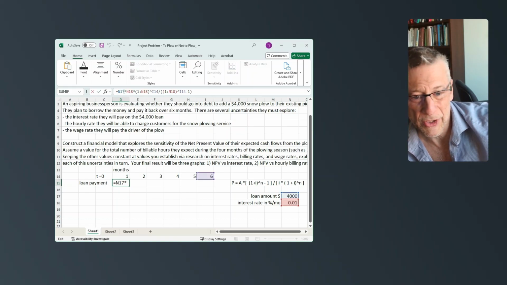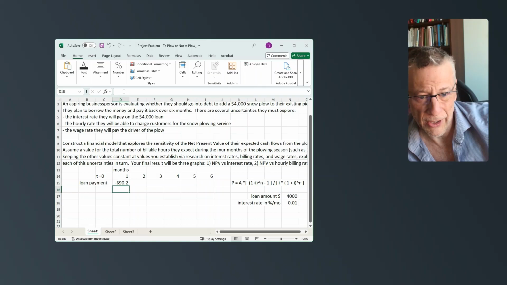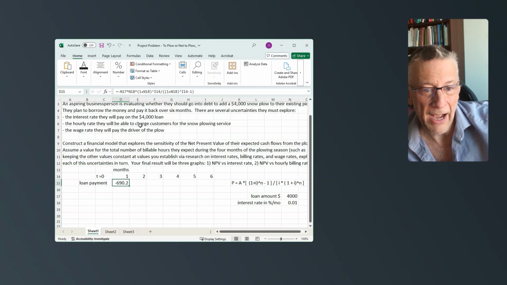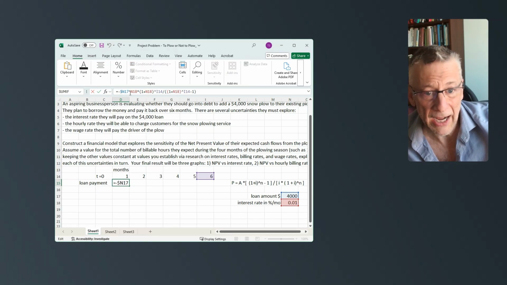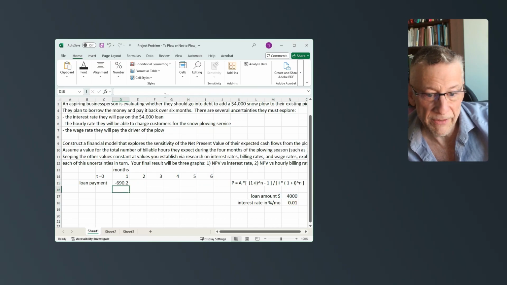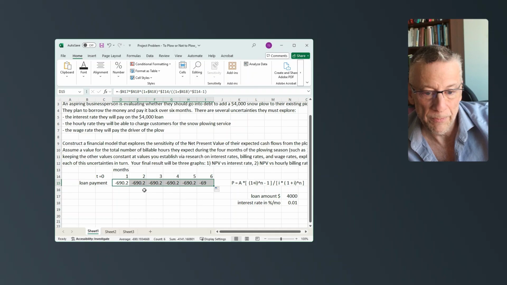Because that payment is going out, I'm going to call it negative. And I can copy this all the way across here as long as I lock in some of these cells. As long as I keep that column the same when I copy, etc. So now what I've done is I've computed the loan amount.